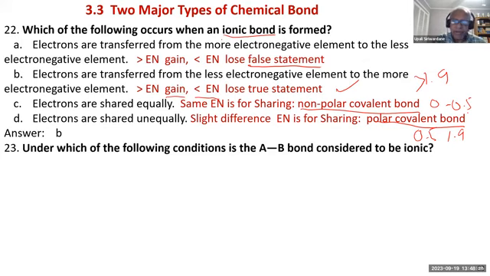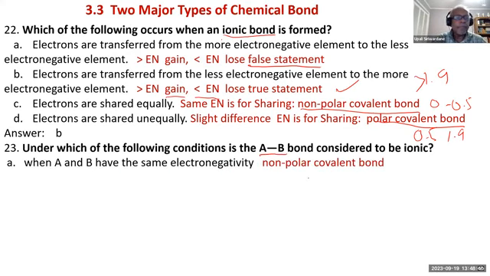Under which of the following conditions is the bond between A and B considered to be ionic? A and B have the same electronegativity. If that happens, the electronegativity difference is 0. That's a non-polar covalent bond.